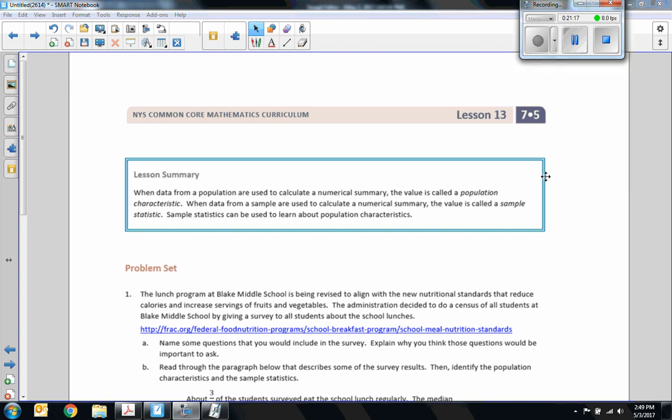Okay, so the lesson summary says, when data from a population are used to calculate a numerical summary, the value is called a population characteristic. When data from a sample are used to calculate a numerical summary, the value is called a sample statistic. Sample statistics can be used to learn about population characteristics. That is the end of lesson 13. Go do your problem set.